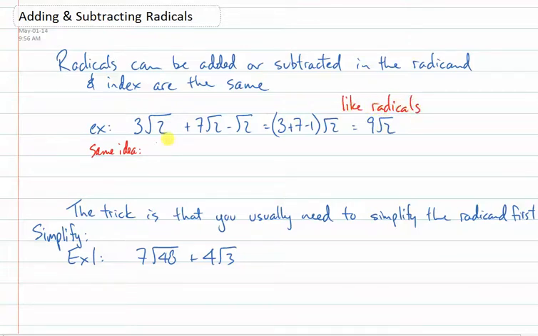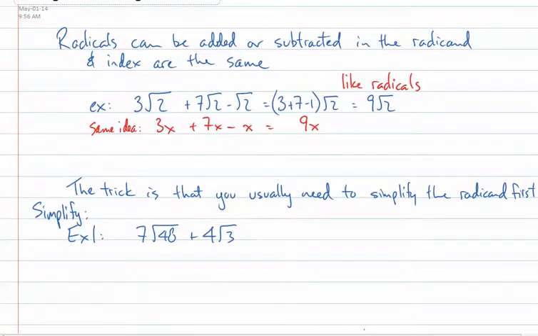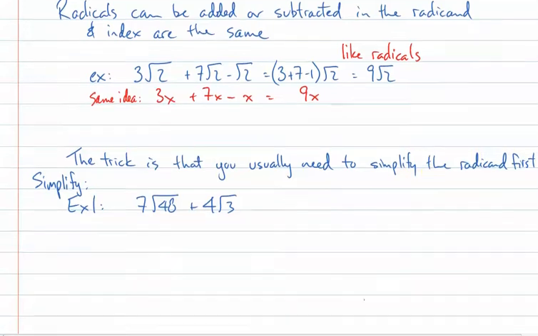Okay? It's the same idea as saying 3x plus 7x minus x, or 9x. X represents an unknown of a specific value, root 2 represents a certain specific numerical value. Okay, now the tricky thing is that you usually need to simplify the radicand first, like in this example.